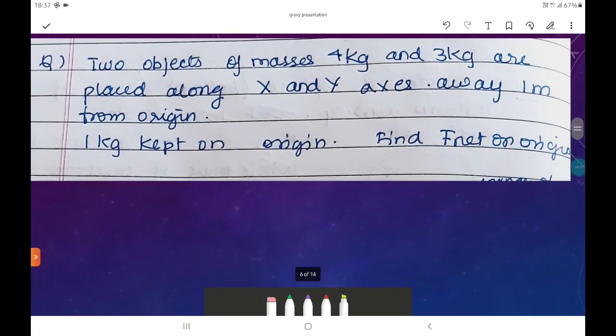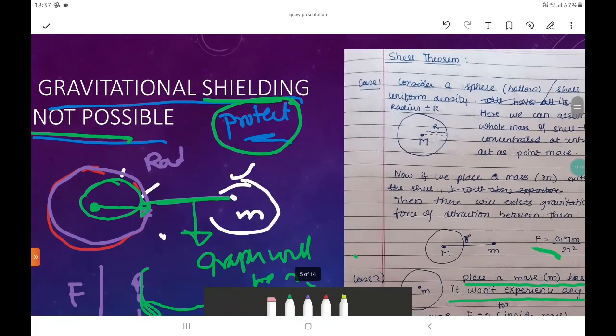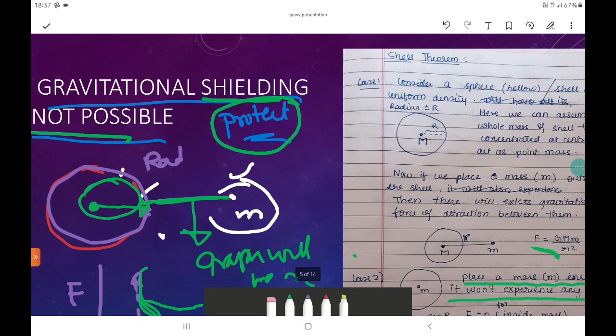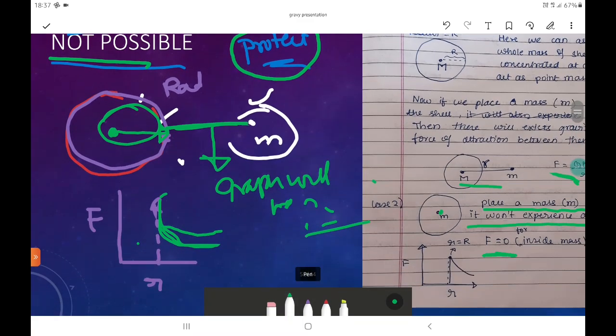Now let's move on to some questions. Whatever important theory points I wanted to share, I already told you. The shell theorem is important, and gravitational shielding is not possible. If you keep a small mass m outside, it will experience gravitational force of attraction, but if you keep the small mass m inside, it won't experience any gravitational force of attraction. So F net inside will be 0.